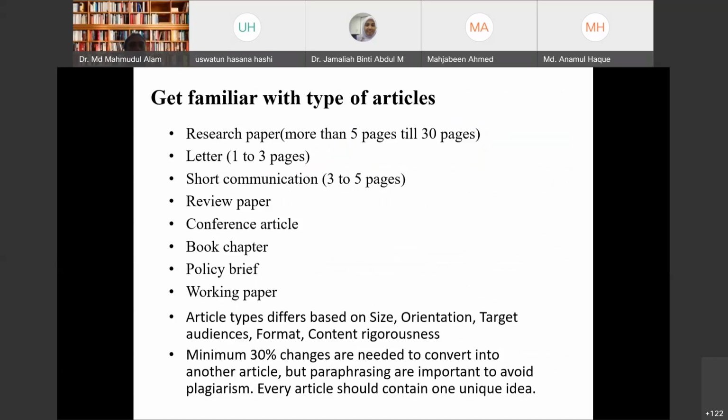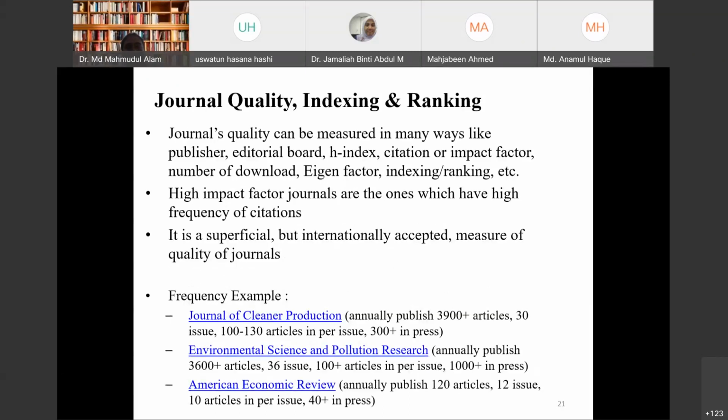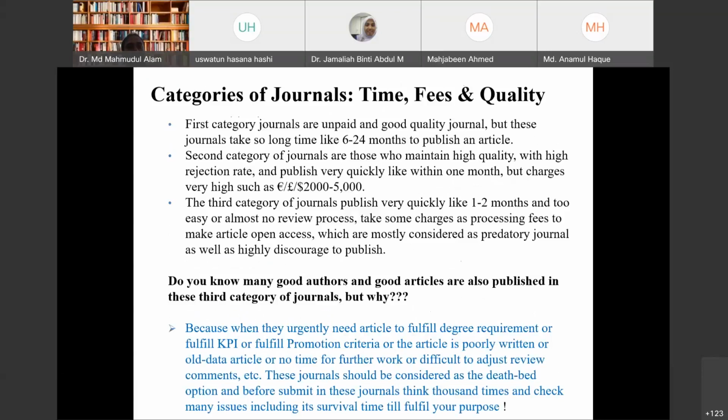There are lots of things. The rest of the things are very easy. That's how you publish. You already know how you publish it. There are lots of different types of articles. Get familiar with the articles and know the different types. And in some cases, if you publish one thing, you need to change it at least 30% and make a new unique idea. Then you can publish it in other places. And how you select journals, there are many issues. You know how to select by journal ranking or everything. There are different things. I need to finish very quickly.